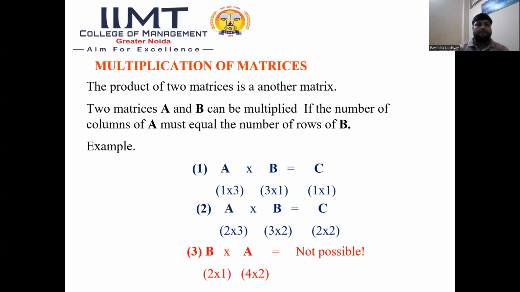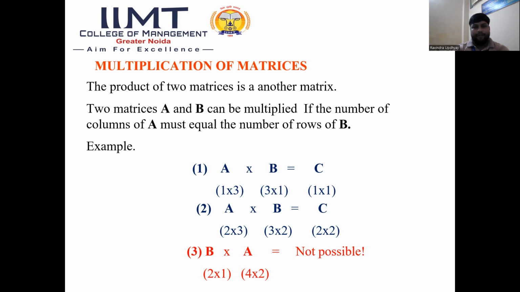Now, multiplication of matrices. The product of matrices is another matrix. That means if we multiply two matrices, their product is also a matrix. Two matrices can be multiplied only if the number of columns of the first matrix is equal to the number of rows of the second matrix. Otherwise, no. For example, in the first example, the first matrix A is of order 1 by 3, and the second matrix is of order 3 by 1. In the first matrix A its columns are 3, and in matrix B its rows are 3. That means their multiplication is possible, and the required matrix after multiplication would be C, whose order is 1 by 1.